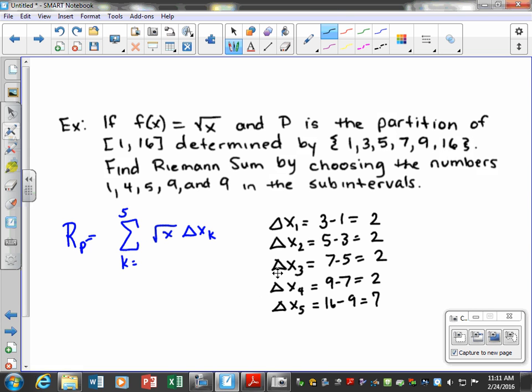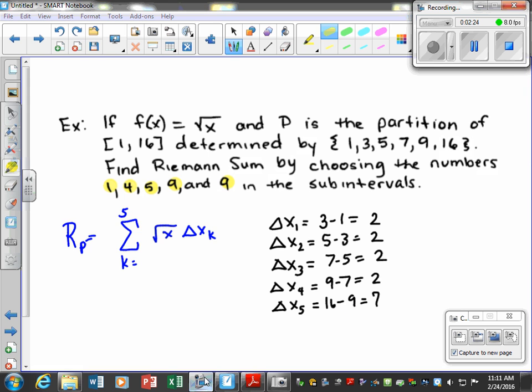1, 2, 3, 4, 5. So now we have our partitions, our f of w sub k, and then we also have our delta x sub k. So now we're going to work with that. The other thing that was a little bit confusing is this is what was given in the problem. So we're going to evaluate at 1, 4, 5, 9, and 9. Yes, these are repeated, but we're going to use these exact values to check our solution. So now I want you to work on the evaluation of this Riemann sum, and then we'll check our answer.